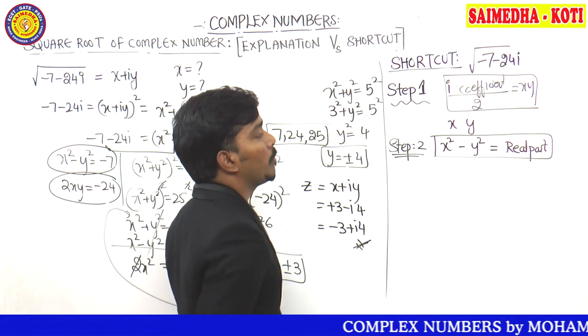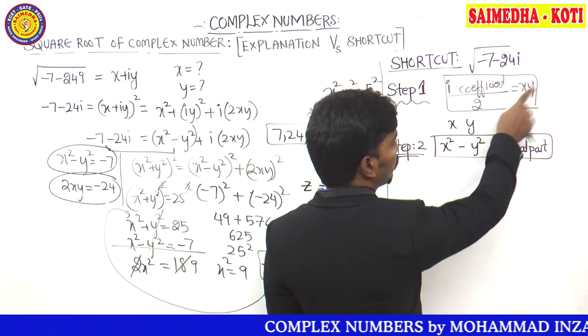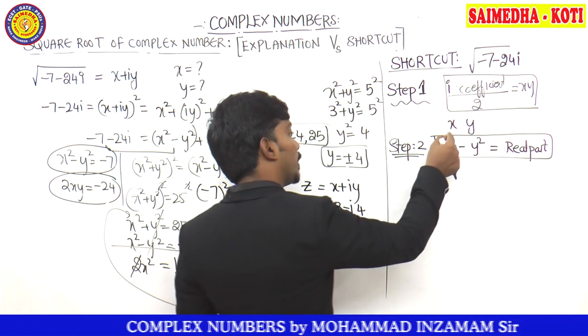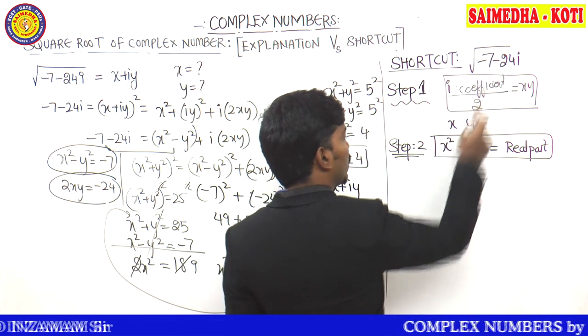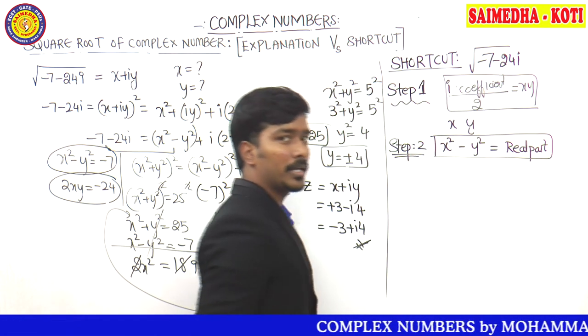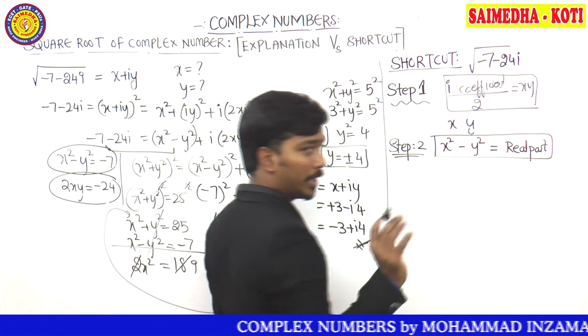You need to remember two formulas now. First of all, I coefficient by 2 is going to give you the xy value. Then take such multiples of x and y for that given number, so that the square and difference is going to give you the real part. Let's solve the problem now within 10-15 seconds.